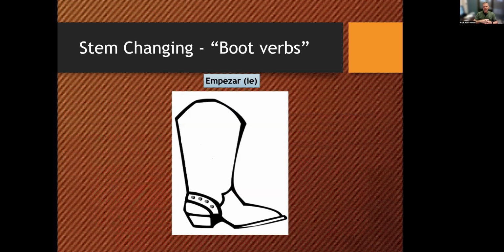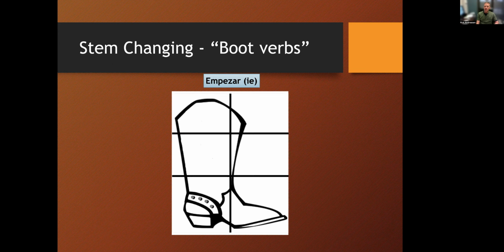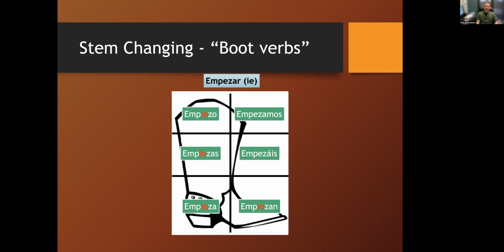Now, we call these verbs boot verbs or boot stem changing verbs. Most of you are from Idaho, so the concept of a boot is probably not very foreign to you. The reason we call it a boot stem changing verb is because we take a picture of a boot, and some people call it shoes, which doesn't really work for me. Take a picture of a boot, you superimpose the verb tree on top of that, and you have the forms where the stem changes found within the shape of that boot.